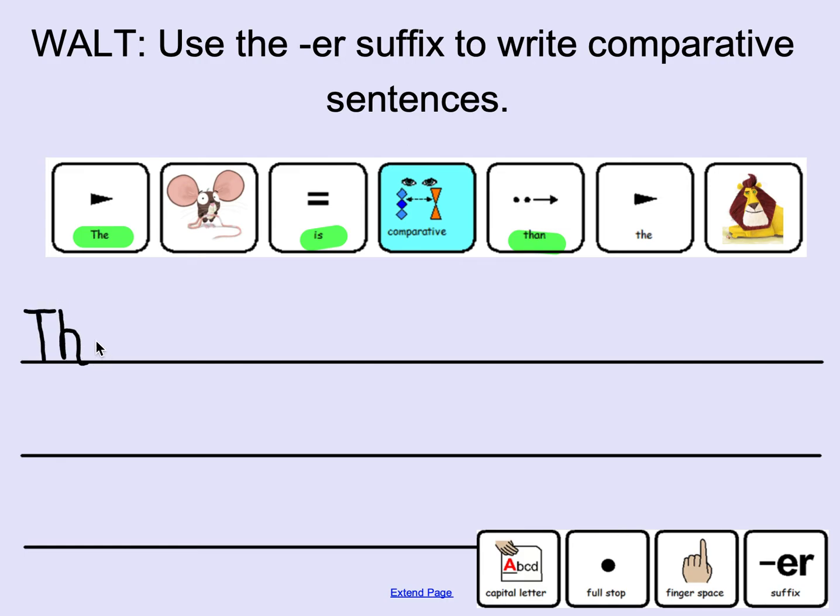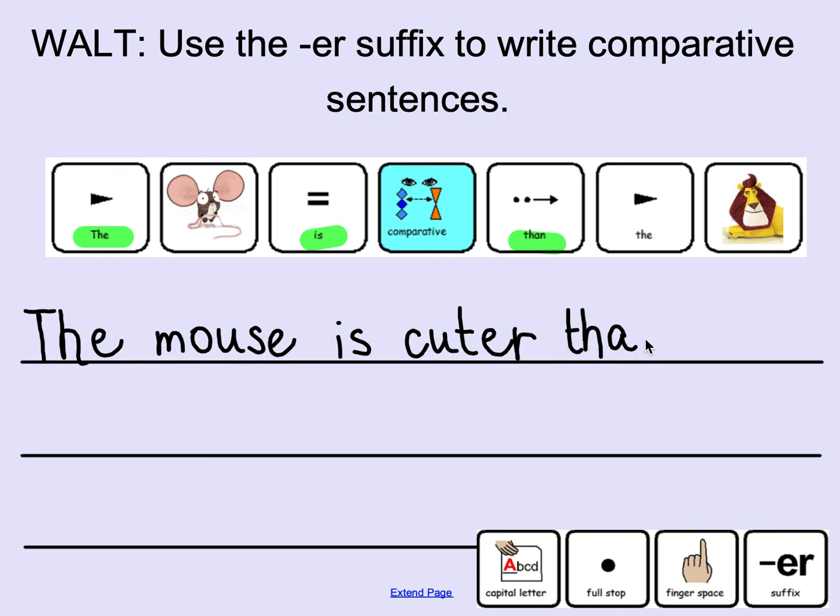The mouse is, which adjective did I say I would use? Cute. So here I have cute. Oh, but I already have an E at the end. Do you think I need to write another E and then the R? No, you're right. When the adjective already has the letter E at the end, I don't need to write another one. I just write the letter R. So the mouse is cuter. Then we spell then here with the letter A. Then the lion.